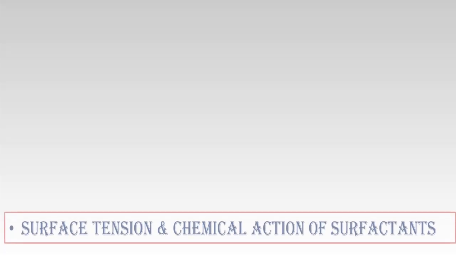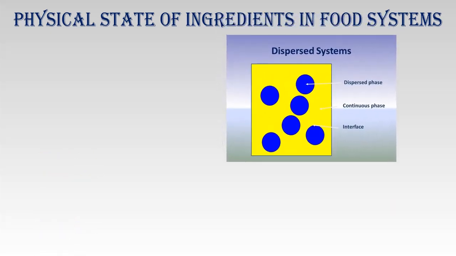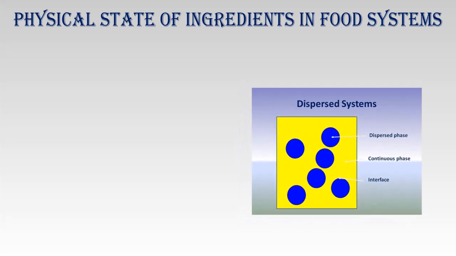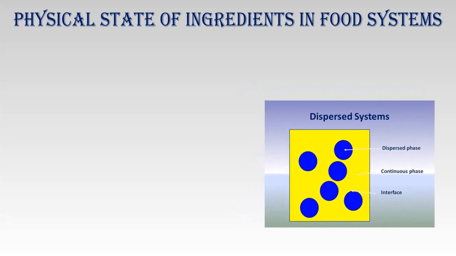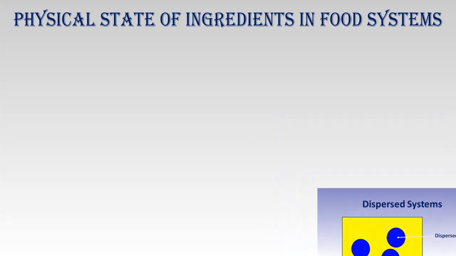Let's see about the relation between surface tension and the chemical action of surfactants. The physical state of ingredients in food systems has the following dispersion: true solution, colloidal dispersion, emulsion, foam, gel, and that will be dispersed in two different phases. Continuous phase, dispersed phase, may be solid, liquid, or gas. Let's see about this one by one.